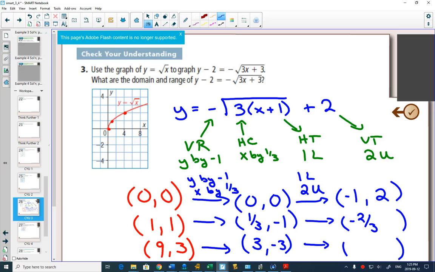Again, the fraction is just a little bit more tedious working with the math. How do I subtract fractions? I need a common denominator. That would get me -2/3. And -1, move that 2 up, will be +1. Back to whole numbers again, things are good. 1 to the left, 2 up, -1.